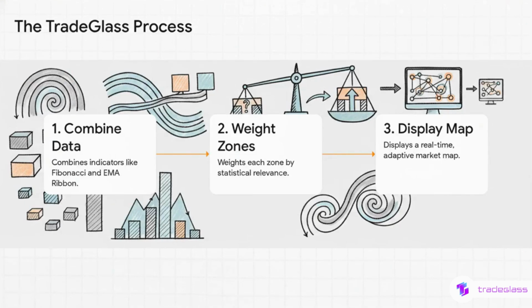So how does this actually work under the hood? Well, it's usually a 3-step process. First, the platform pulls in data from all those different indicators we talked about. Second, and this is the secret sauce, it uses algorithms to weigh these different zones based on how statistically important they are. And finally, it displays it all as one single adaptive market map, right there on your chart.